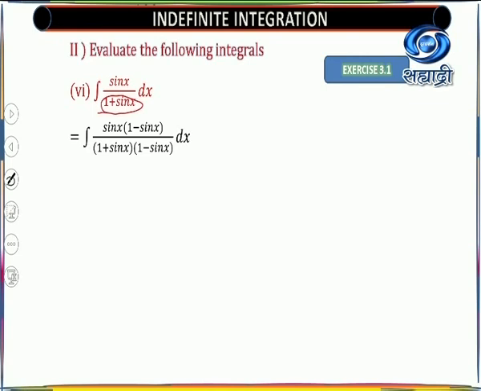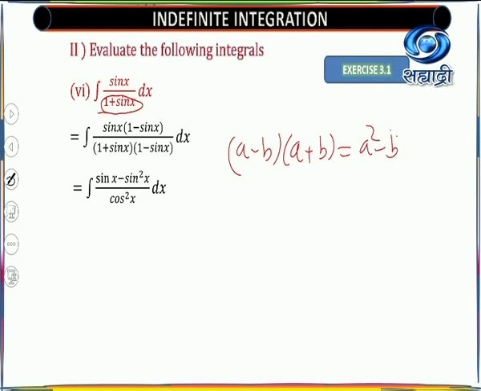In your denominator, that is 1 plus sin x. That means you have to multiply and divide by 1 minus sin x. Now you are multiplying and dividing by 1 minus sin x. Denominator is easy. Immediately you will get cos square x. Actually look here, a plus b, a minus b gives you a square minus b square. We are using this fact every time in our trigonometry.